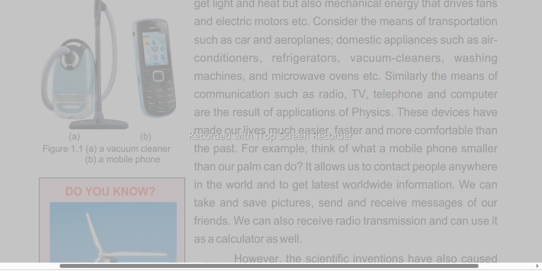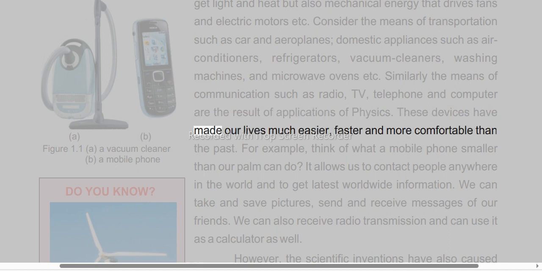Get light and heat, but also mechanical energy that drives fans and electric motors, etc. Consider the means of transportation such as cars and aeroplanes, domestic appliances such as air conditioners, refrigerators, vacuum cleaners, washing machines, and microwave ovens, etc. Similarly, the means of communication such as radio, TV, telephone, and computer are the result of applications of physics.